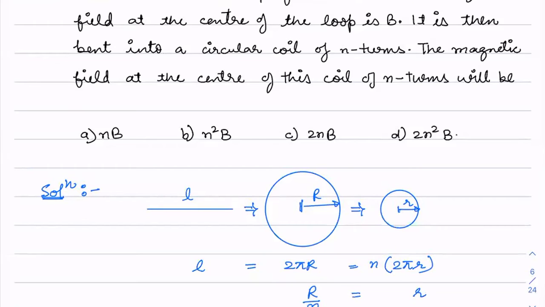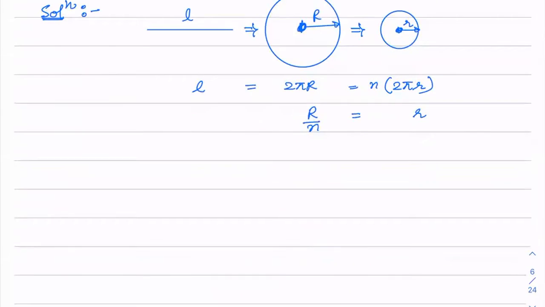Now, as per the question, the magnetic field at the center of the loop is B. So how will we calculate the magnetic field at the center of this smaller coil? So just check over here. The magnetic field, B dash, I will write as mu naught I by 2R. Now what is the value of R over here? Capital R by N. Mu naught I by 2 capital R into N.